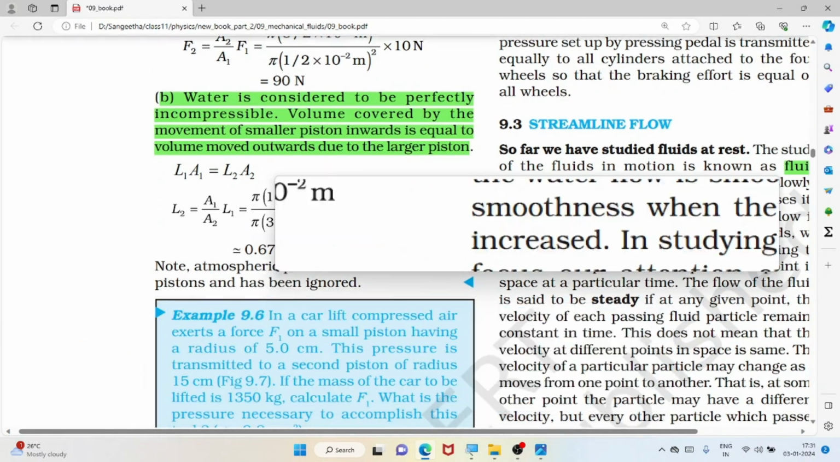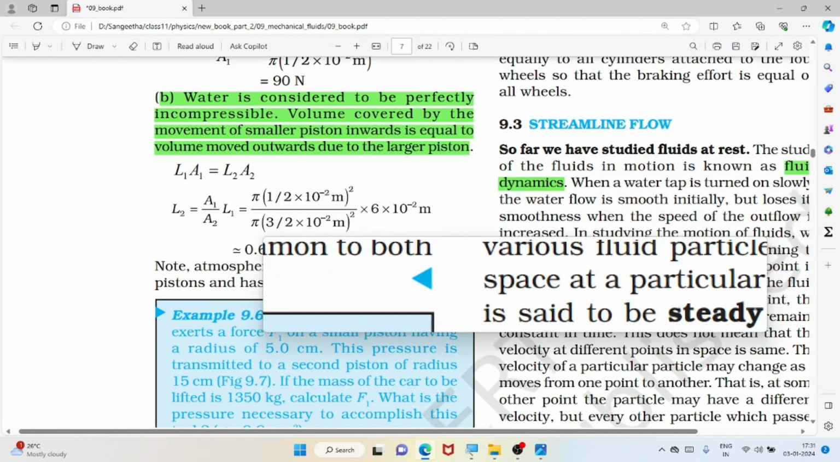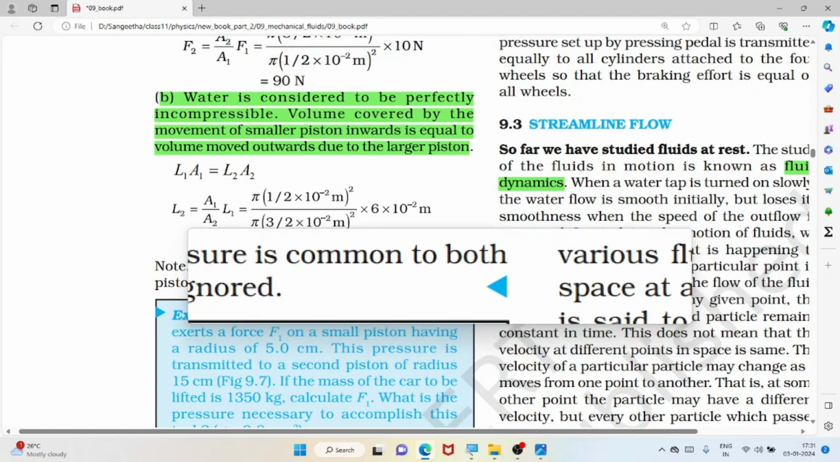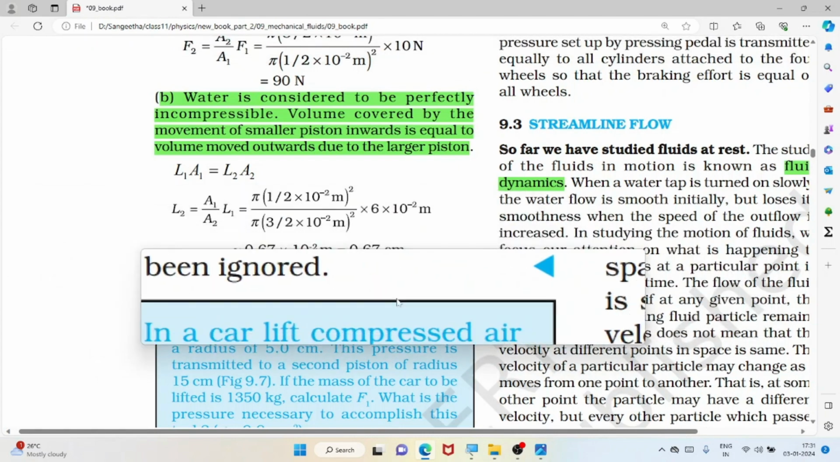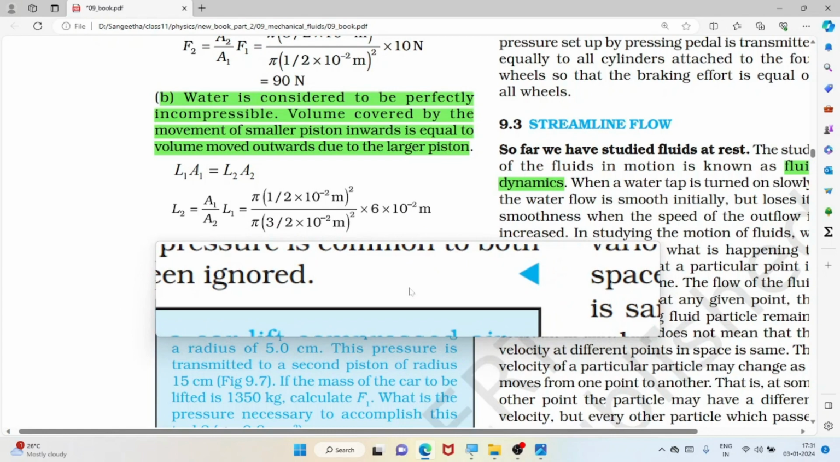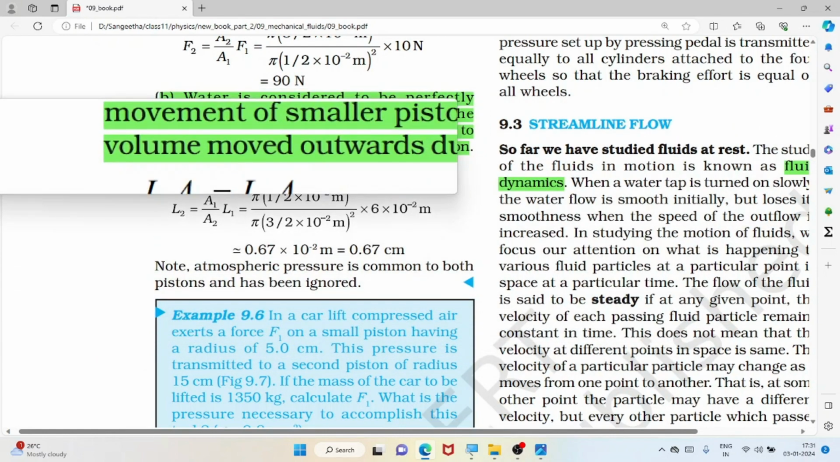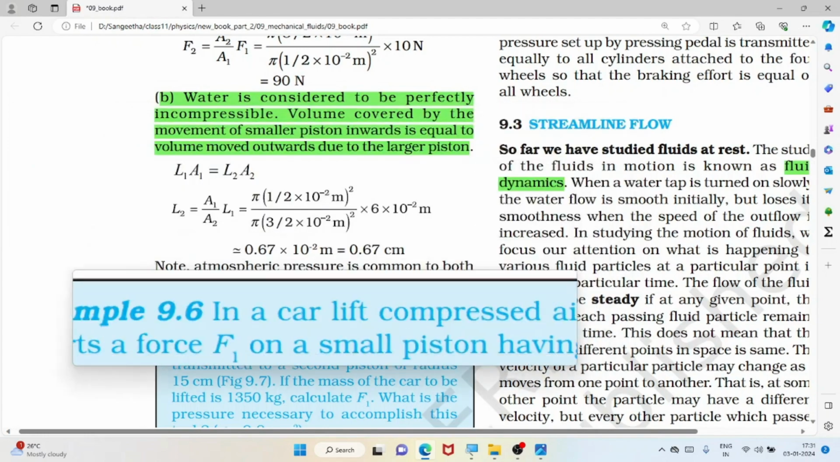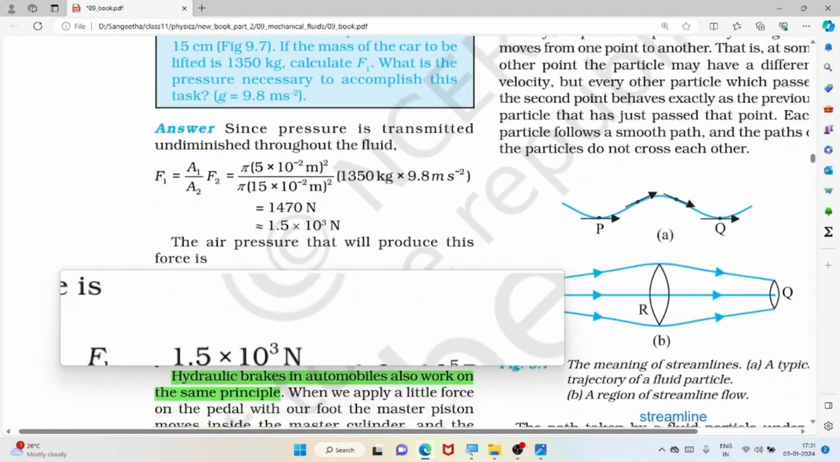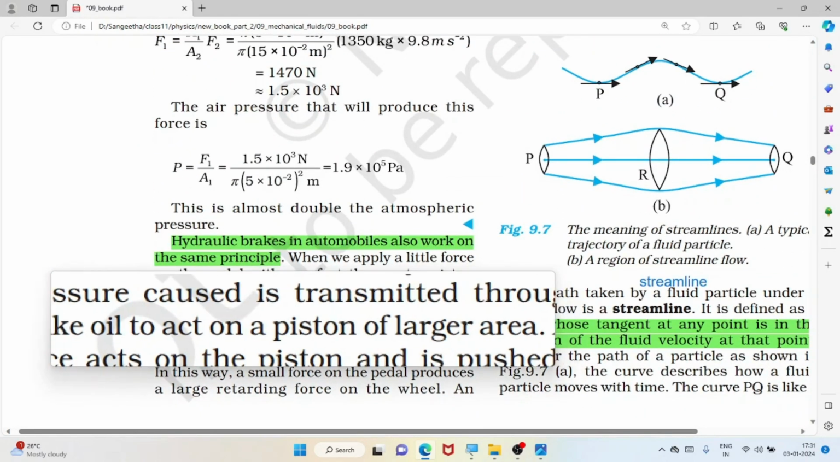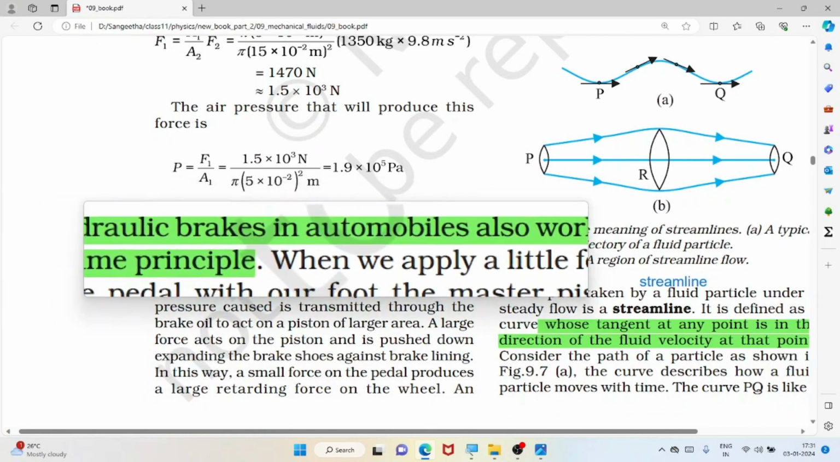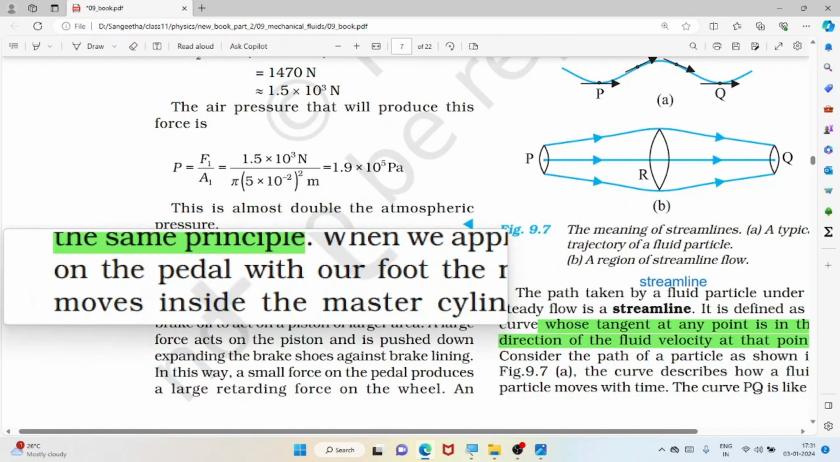Water is considered to be perfectly incompressible. The volume displaced by the movement of the smaller piston inwards is equal to the volume moved outwards by the larger piston. Hydraulic brakes in automobiles also work on the same principle.